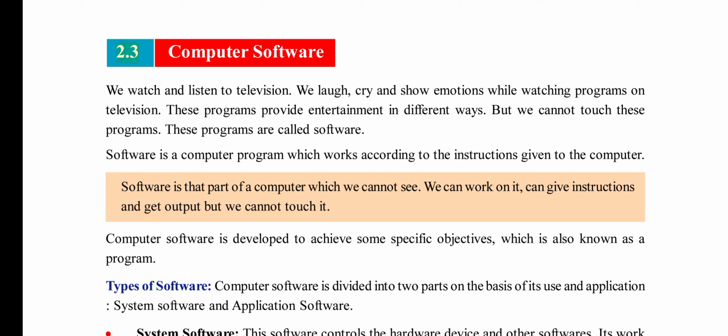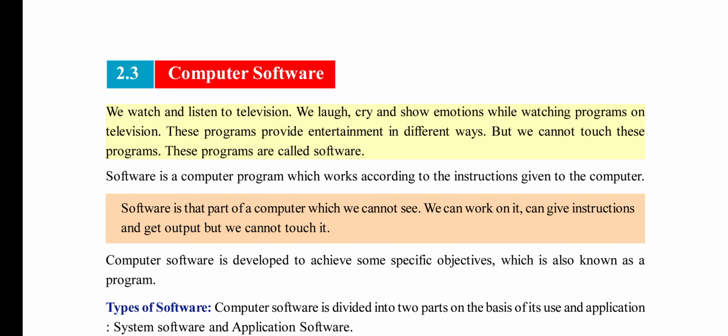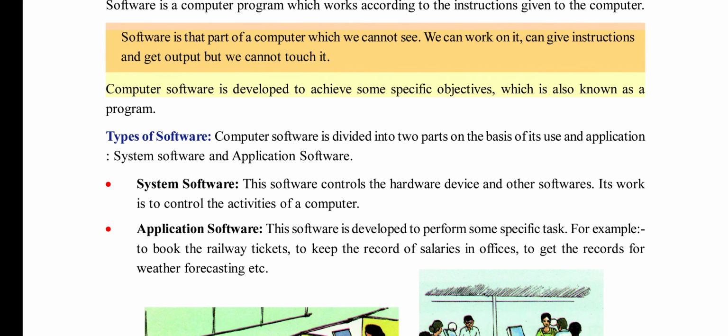2.3 Computer software. We watch and listen to television. We laugh, cry and show emotions while watching programs on television. These programs provide entertainment in different ways. But we cannot touch these programs. These programs are called software. Software is a computer program which works according to the instructions given to the computer. Software is that part of a computer which we cannot see. We can work on it, can give instructions and get output, but we cannot touch it. Computer software is developed to achieve some specific objectives, which is also known as a program.